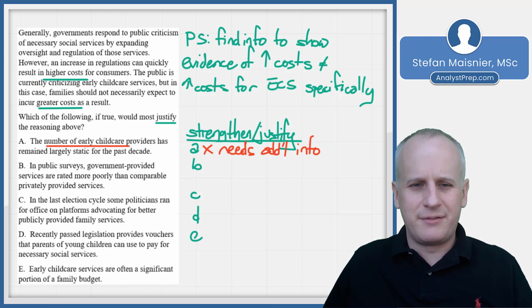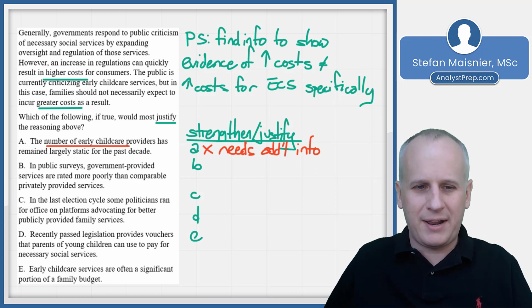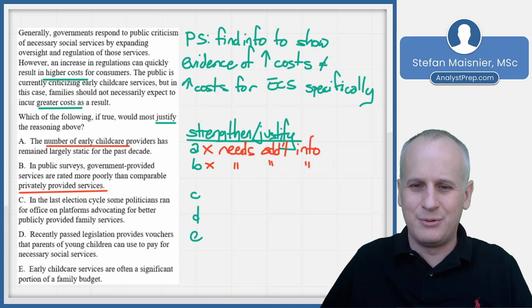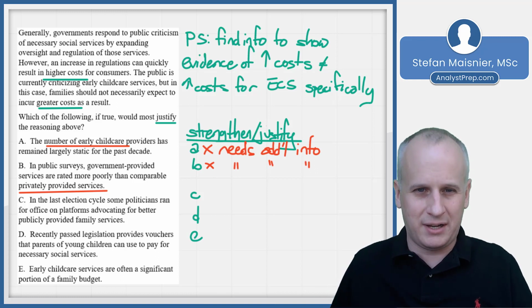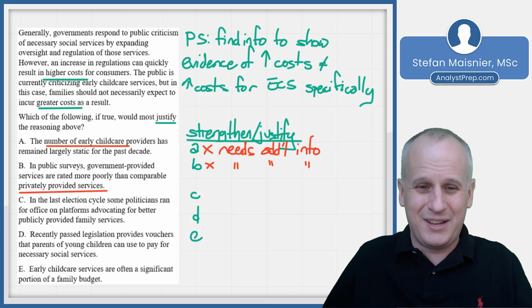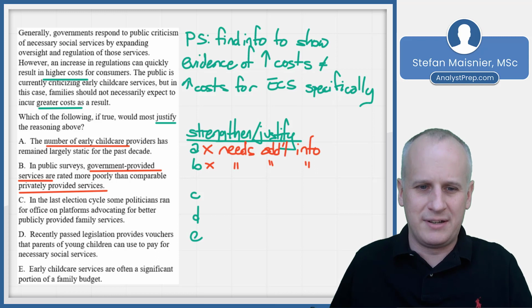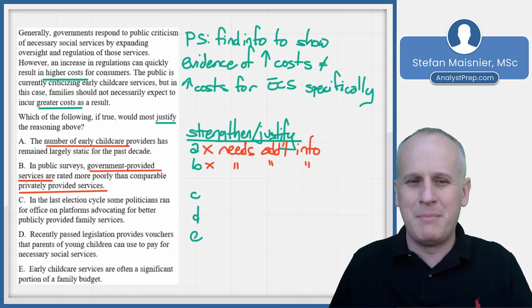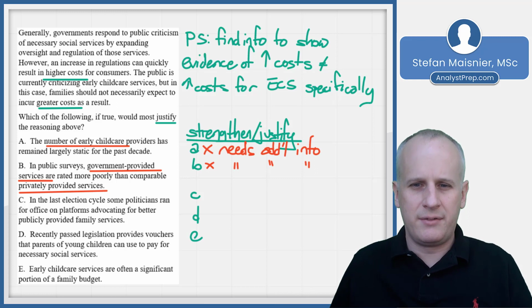Now, in public surveys, government provided services are rated more poorly than comparable privately provided services. Well, okay, we've introduced the idea of privately provided services this time, and that too needs additional information. We're talking about the government, and we're talking about criticizing early childcare services and regulations, and we actually never said that they were going to be government provided services even. So there's a whole lot of additional information needed to make B actually address the direct conclusion that families should not expect to incur greater costs because the public is criticizing early childcare services.